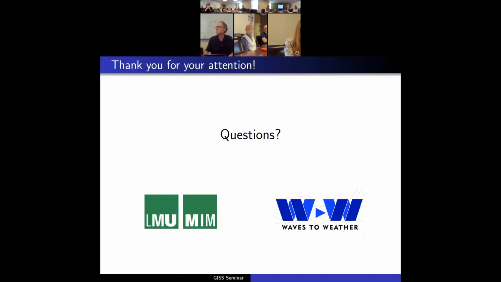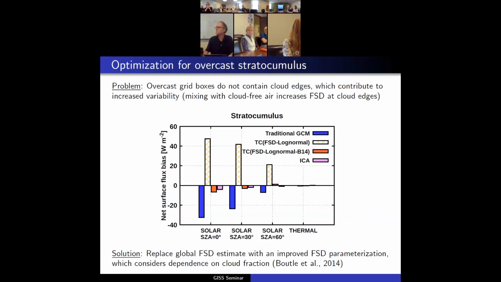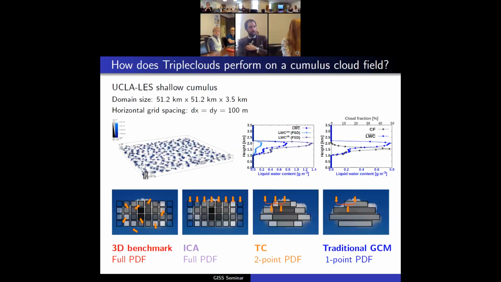So in a traditional GCM, you can imagine this entire scene would be within a single column, and then at each height I have the information about cloud fraction, so I have a cloudy part of the grid box and a clear sky part of the grid box.